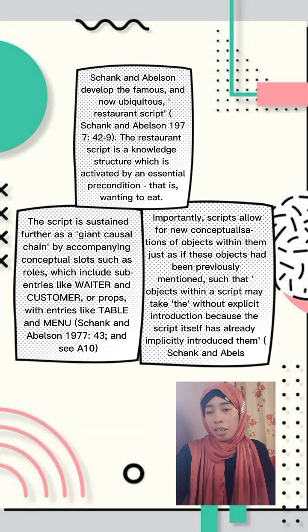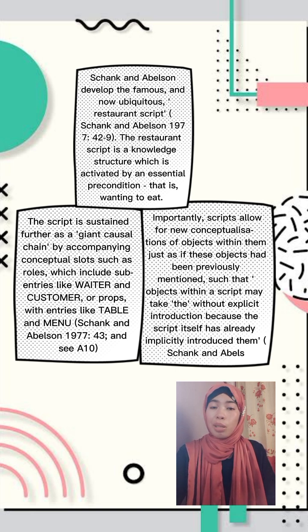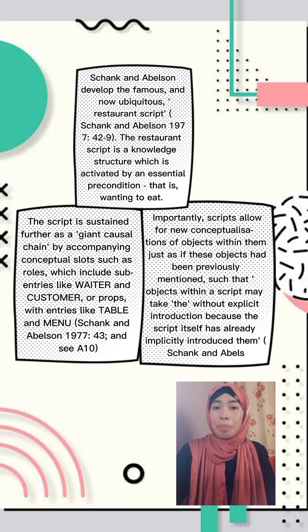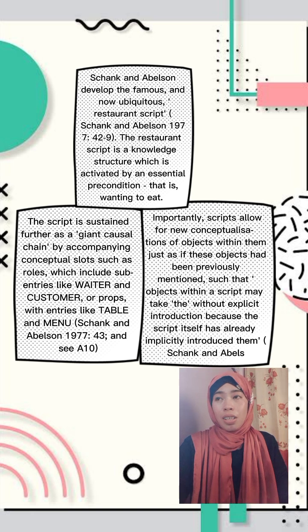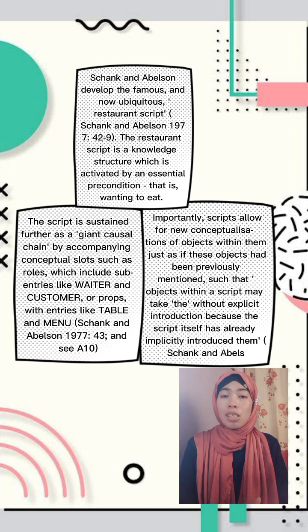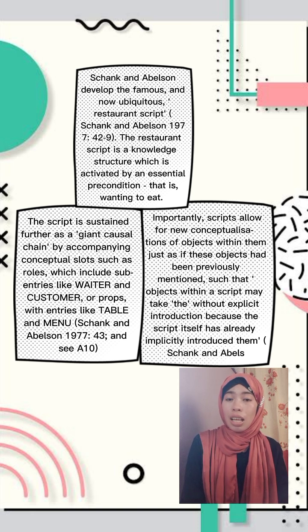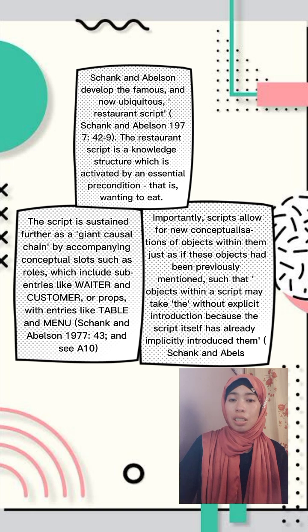Obviously, Schank and Abelson are credited with developing the well-known and widely used restaurant script in their work published in 1977. So, this restaurant script is a cognitive structure that is activated when a person decides to eat. So it functions as a giant causal chain and includes various conceptual slots such as roles, these are waiter and customer, and props such as the table and the menu. So these slots help to sustain the script and provide a framework for understanding and navigating restaurant experiences.